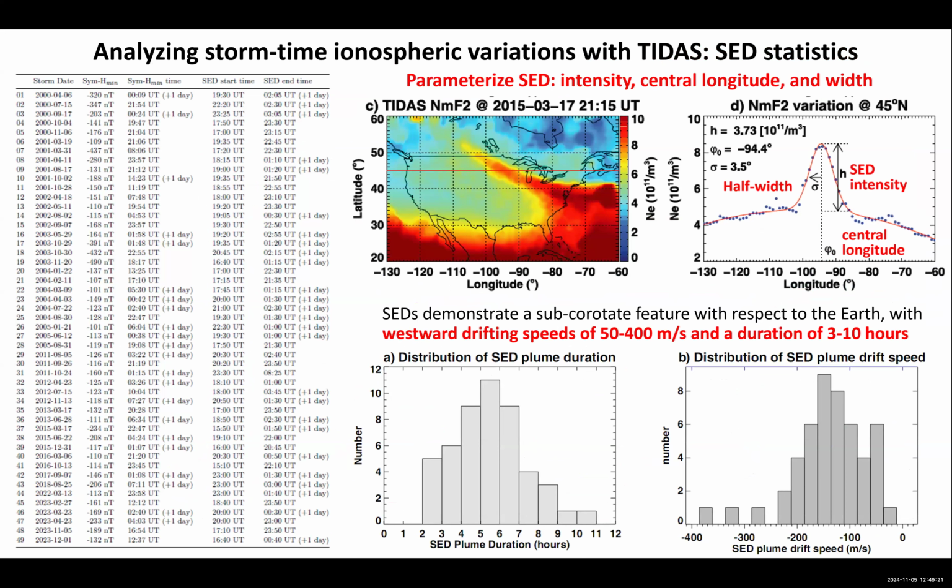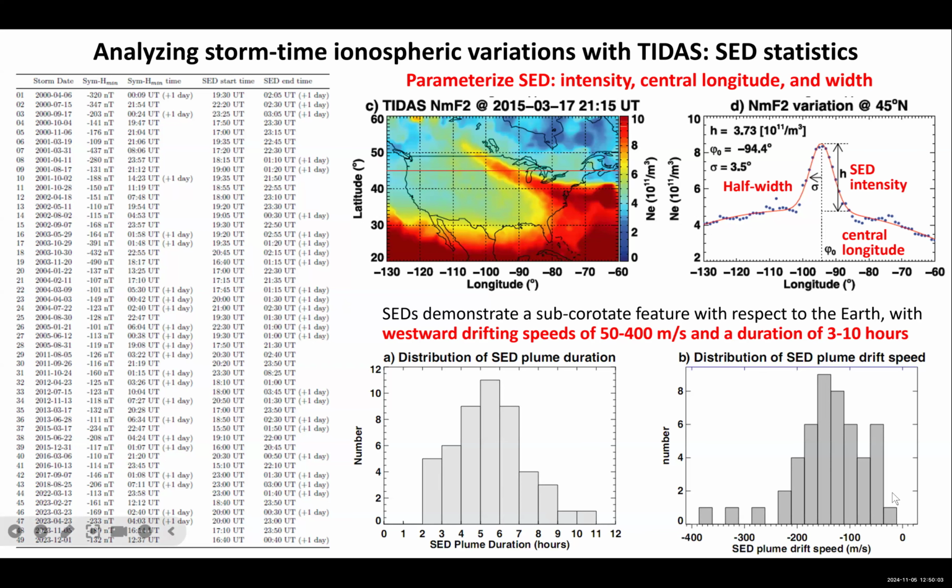Okay, so for this slide, we would like to show that TIDAS can help us do case analysis, like the top panel shows. We can parameterize the density gradient structures. We can quantify its intensity, its central longitude, and its width, so that we know the exact parameters of the electron density structures. If we combine all those results together, we can have a statistical analysis, like we can calculate the duration of the SED plume. We know that it's about 3 to 10 hours over the North American sector.